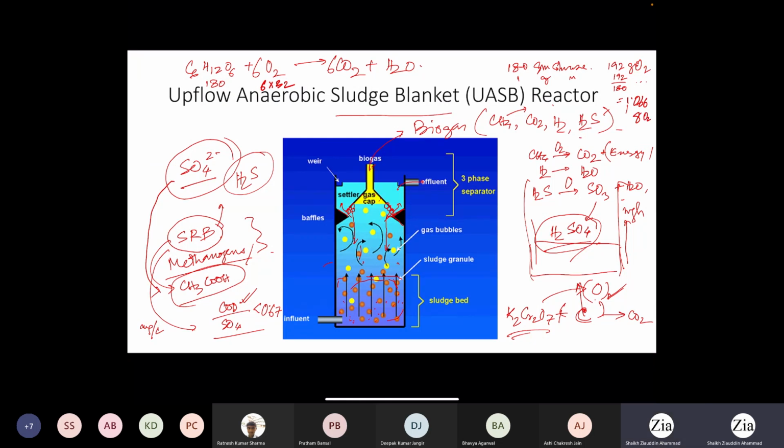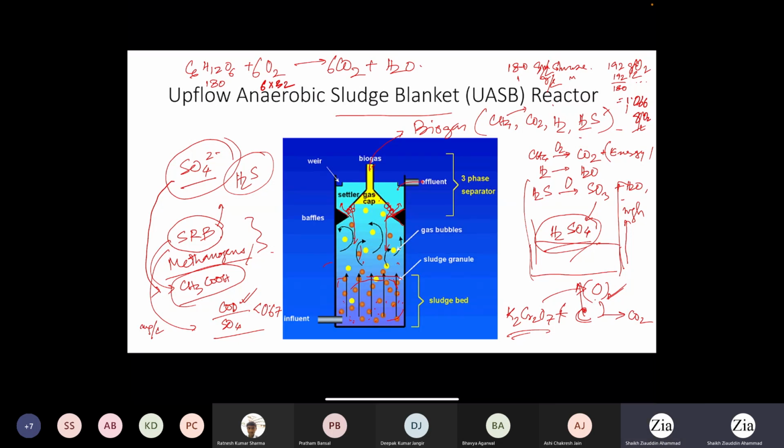Now, if you have this in 1 liter of liquid, then you can calculate that this many grams per liter of oxygen is required for 1 gram per liter of glucose. So the COD calculation you can do if you know the complete stoichiometric reaction: you just balance the reaction and calculate the amount of oxygen required. That will give you the amount of COD.